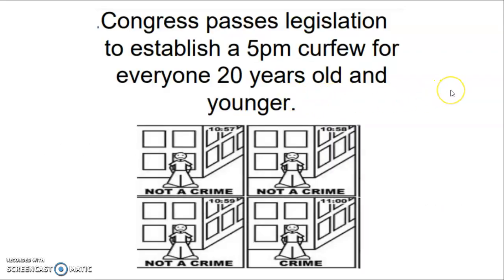All right. So I'm going to go slowly through this one silently, and you can go ahead and practice on your own. So Congress passes legislation to establish a 5 p.m. curfew for everyone 20 years old and younger.